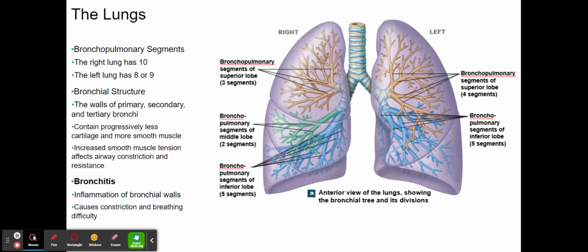With less cartilaginous support, the amount of tension in those smooth muscles has a greater effect on bronchial diameter and the resistance to airflow. During a respiratory infection, the bronchi and bronchioles can become inflamed and constricted, increasing the resistance. In this condition, called bronchitis, the individual has difficulty breathing.